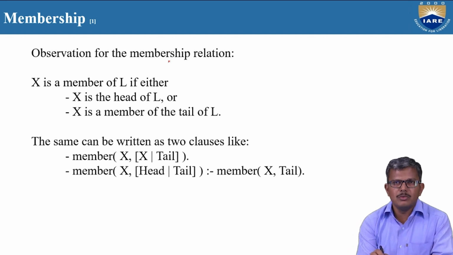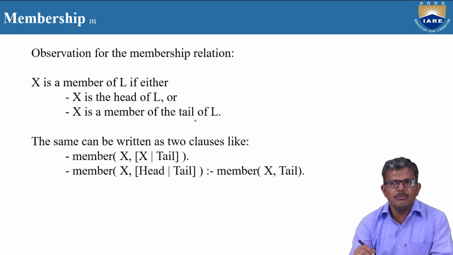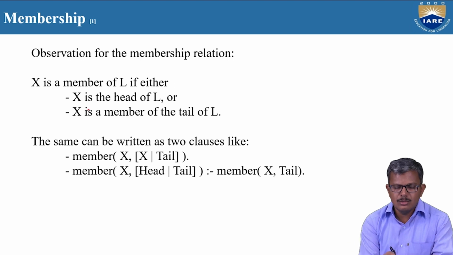So we will observe one more relationship: X is a member of L if either X is the head of L or X is a member of the tail of L. Because of these observations only, we are explaining which statement is going to give what kind of result, and why it is going to be true or false. Let's try to understand the procedural meaning of this Prolog statement: X is a member of L if either X is the head of L or X is a member of the tail of L. You should not get confused here.